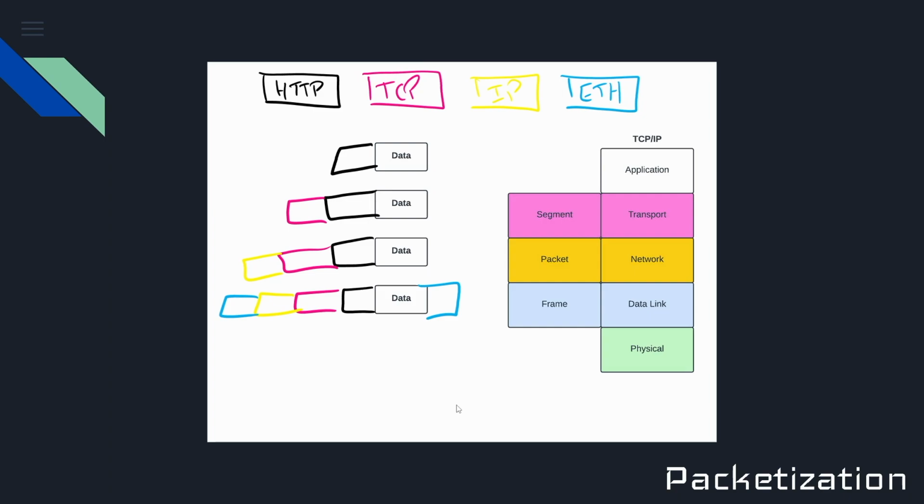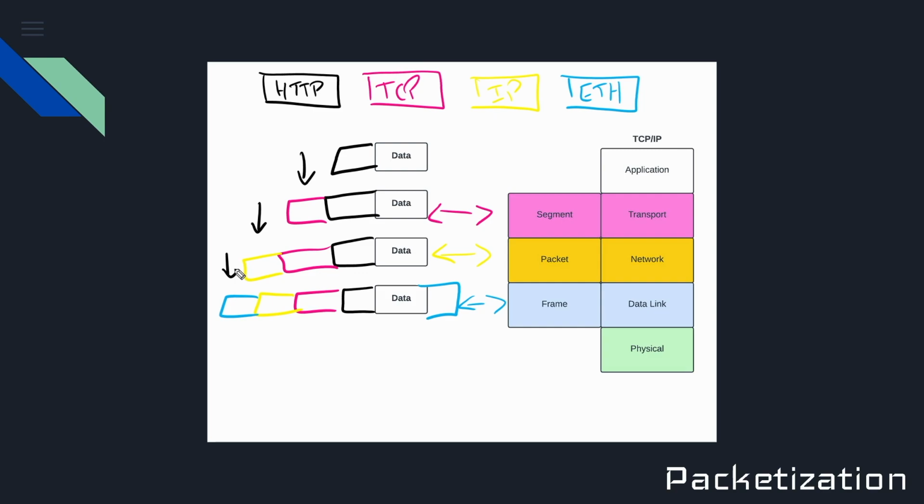And then it was handed down to the transport layer, where TCP encapsulated the HTTP headers and data inside of a TCP segment. And then that was handed down to the network layer, where IP encapsulated the TCP headers and data inside of an IP packet. And then it was handed down to the data link layer, where Ethernet encapsulated the IP packet inside both a header and a trailer, making an Ethernet frame. So as you can see, as we're going down from layer to layer, we're encapsulating or adding data at every step of the way.